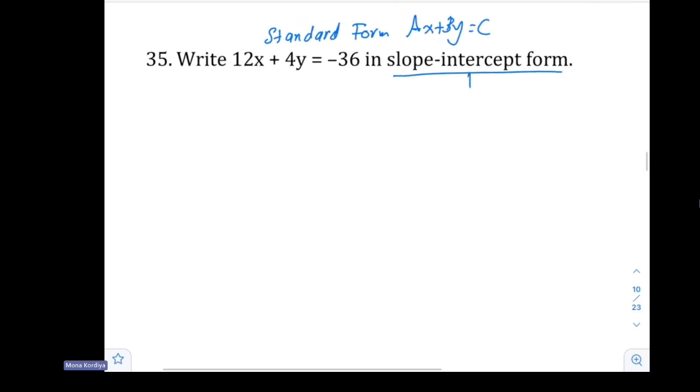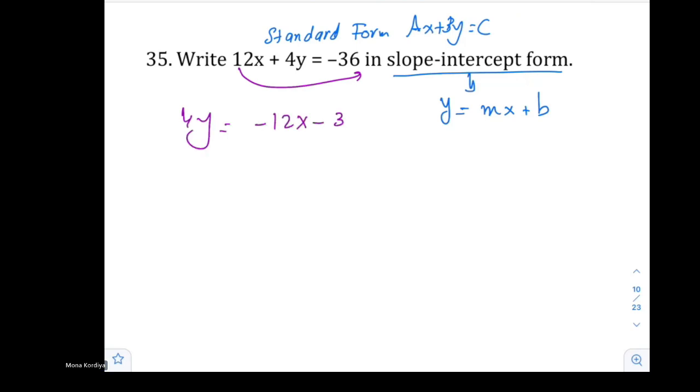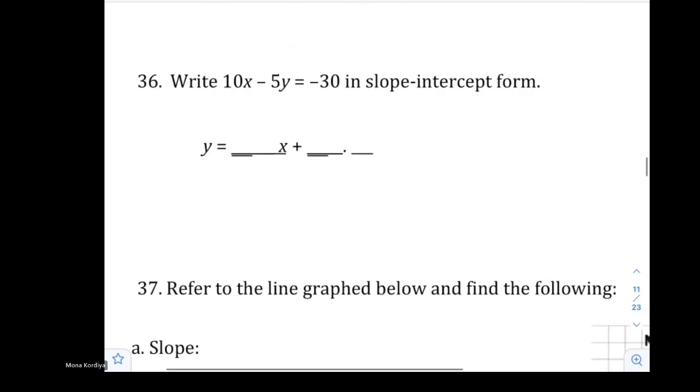Now, if you are asked to write in slope-intercept form, it means we want it written this way: solve for y. So you can simply shift the x and divide by 4. So y is negative 3x minus 9. That's it. This is called slope-intercept form.